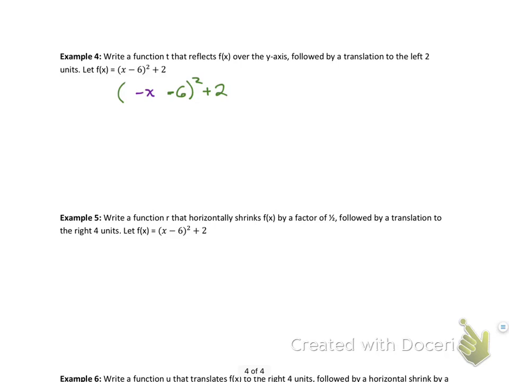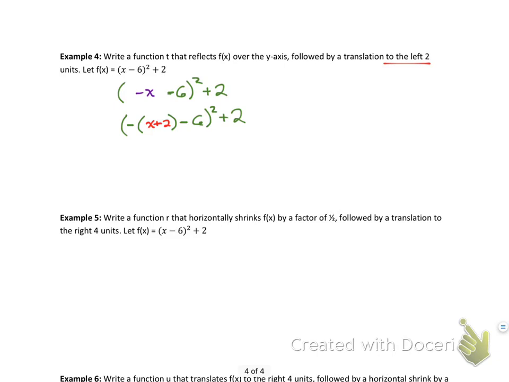Because now we're moving to the left 2, we need another set of parentheses, so we get parentheses, negative parentheses, minus 6, squared, plus 2. I know this is getting a lot of parentheses. Just notice, all I did was replace the x with a set of parentheses. That's all I did. Now we're moving it to the left 2, so it's going to be x plus 2 on the inside, right?